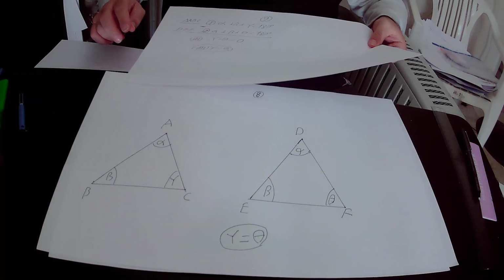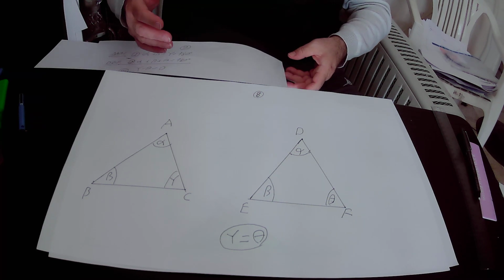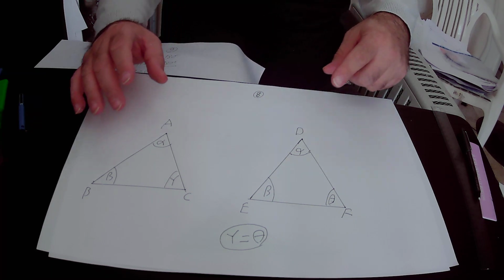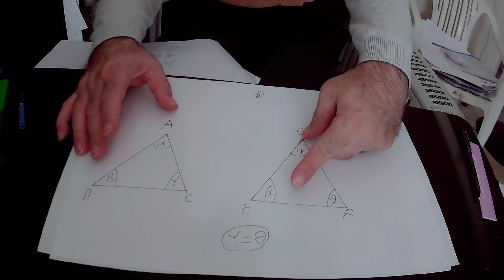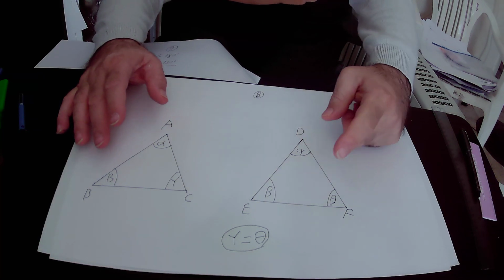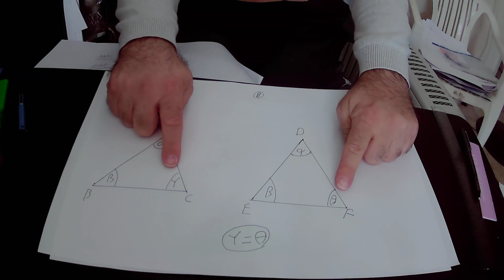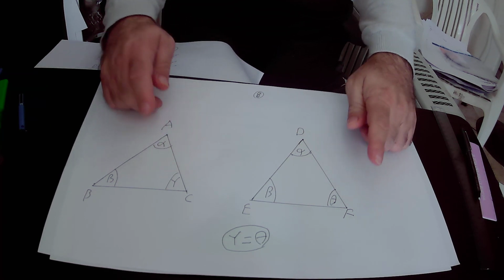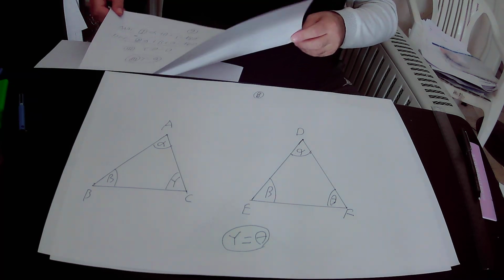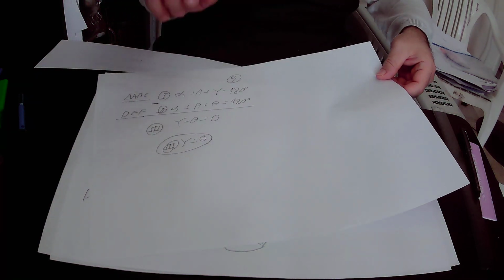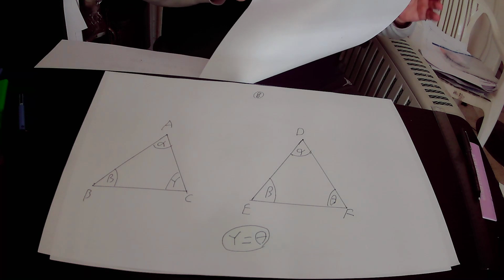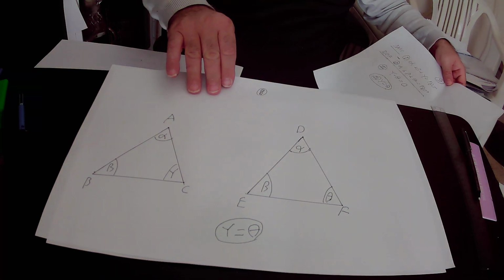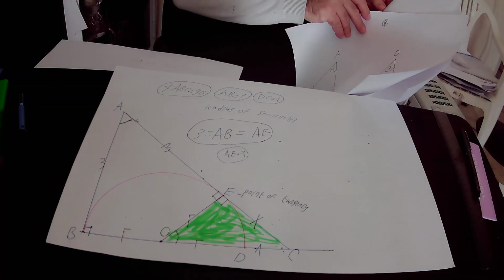So we actually proved that if we have two pairs of angles that are equal to each other in two triangles, then the third pair of angles must also be equal to each other. That is to say, angle gamma must also equal angle theta, and we proved that angle gamma equals angle theta. Okay, then we return to our original drawing.